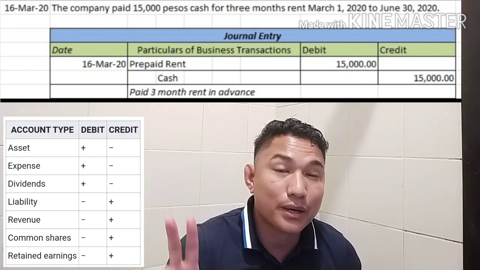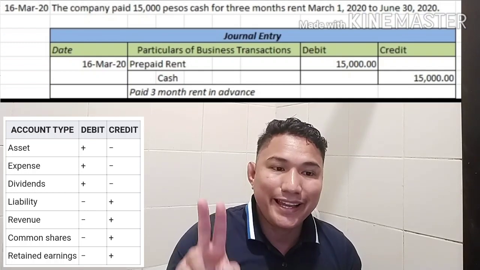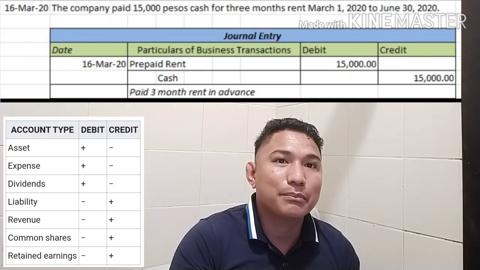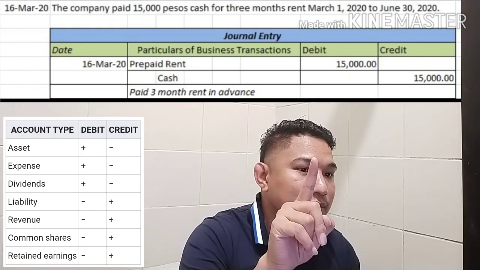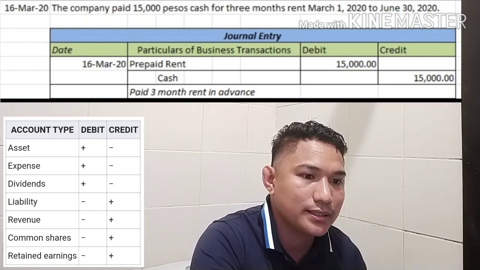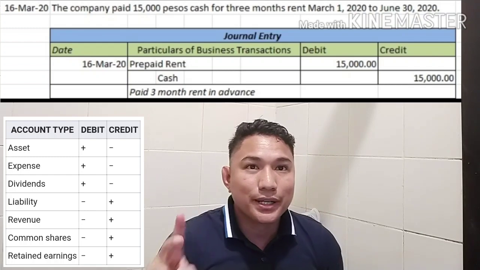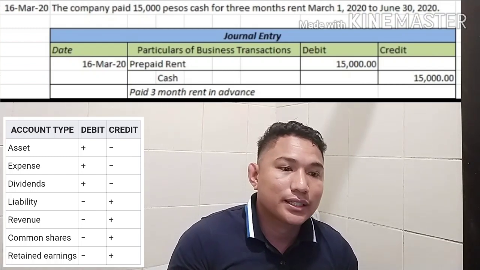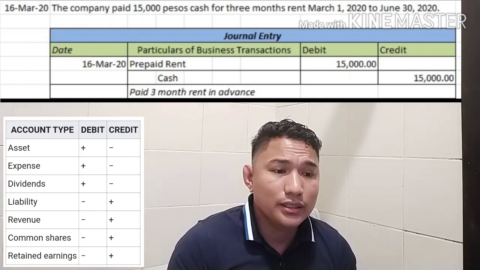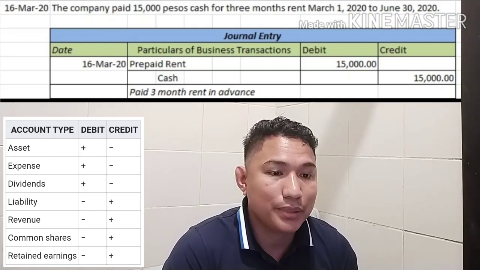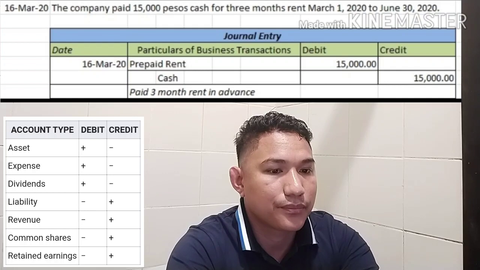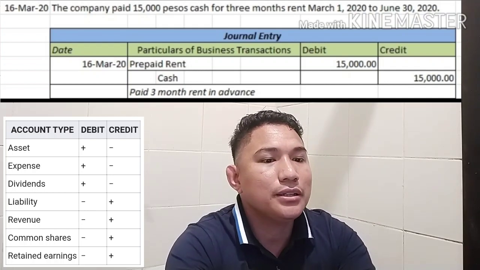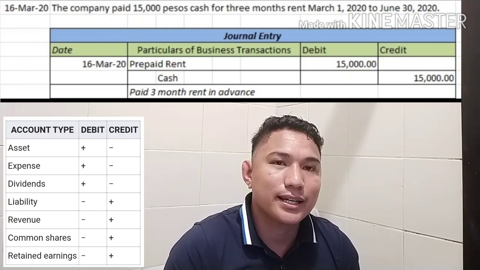First, put the date, March 16, 2020. Debit prepaid rent. Prepaid rent is an asset account, so it increases by 15,000. You have to put it in the debit column. You have to credit cash, 15,000 pesos. Why? Because your cash decreased. Cash is an asset account. And your explanation: paid 3 months rent in advance.